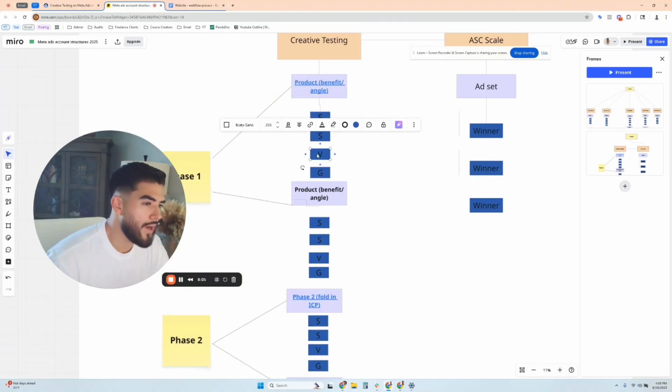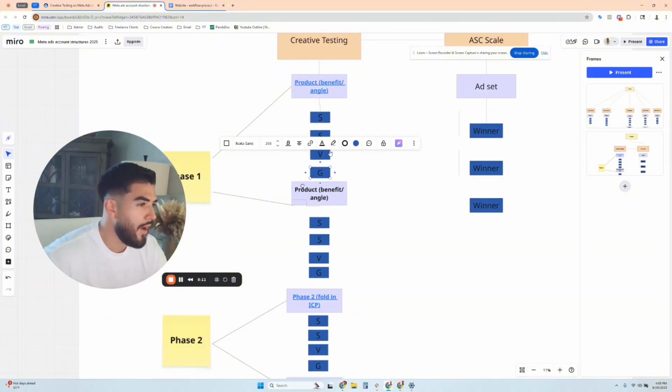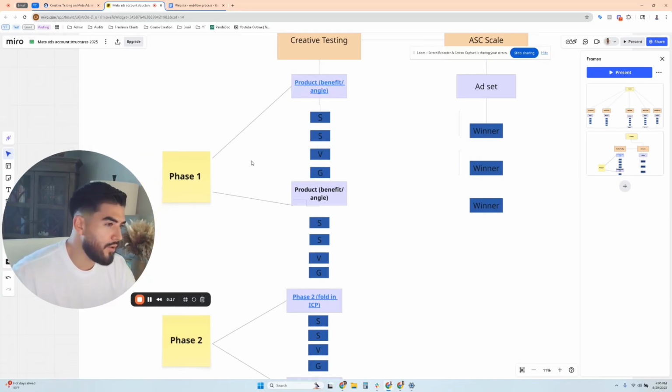And then we'll have a video that kind of breaks it down. That could be a founder video, that could be UGC content, and then we'll have a GIF that does the same as what these statics are doing, but in a GIF format. And this is phase one, and in phase one, you can have 20 of these different product benefits and angles, right? You can have 20 different ones of these.